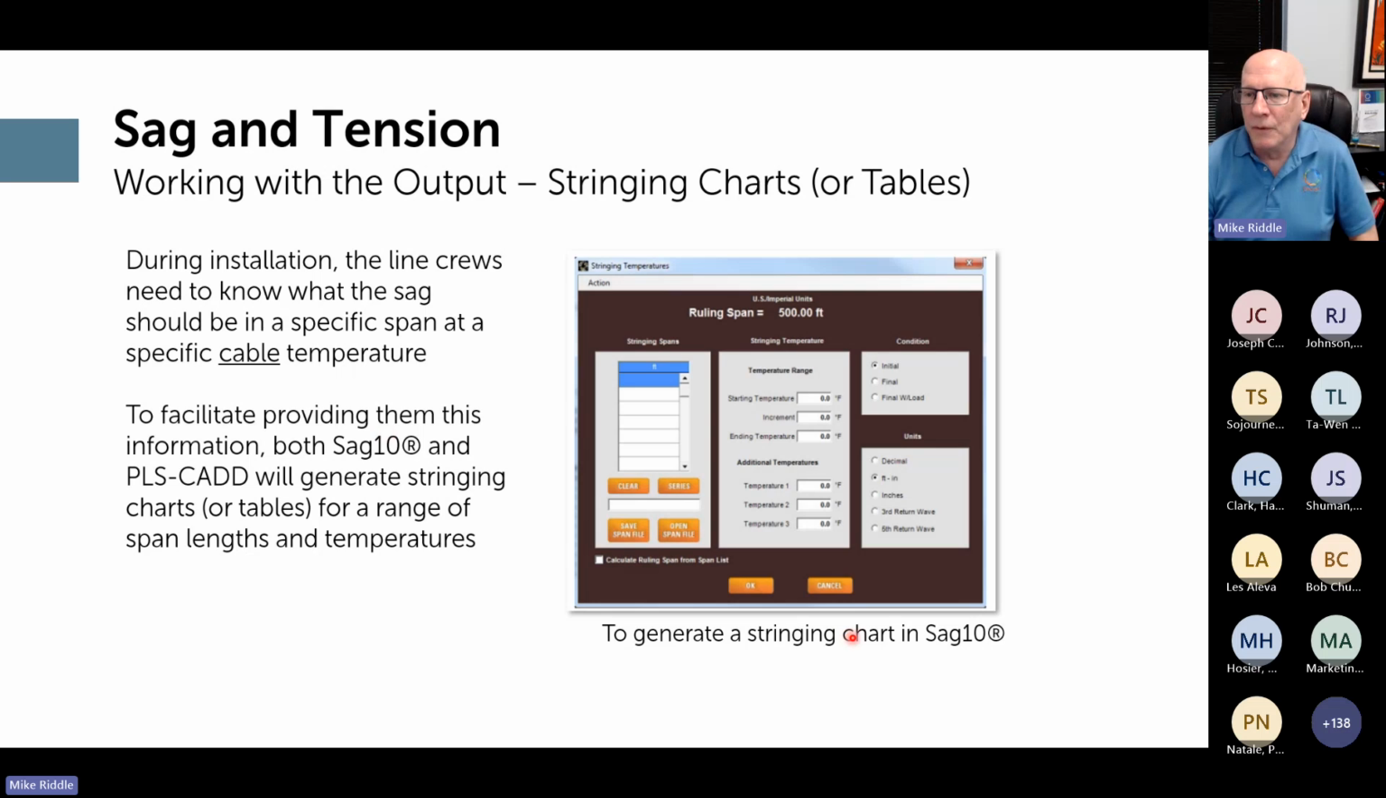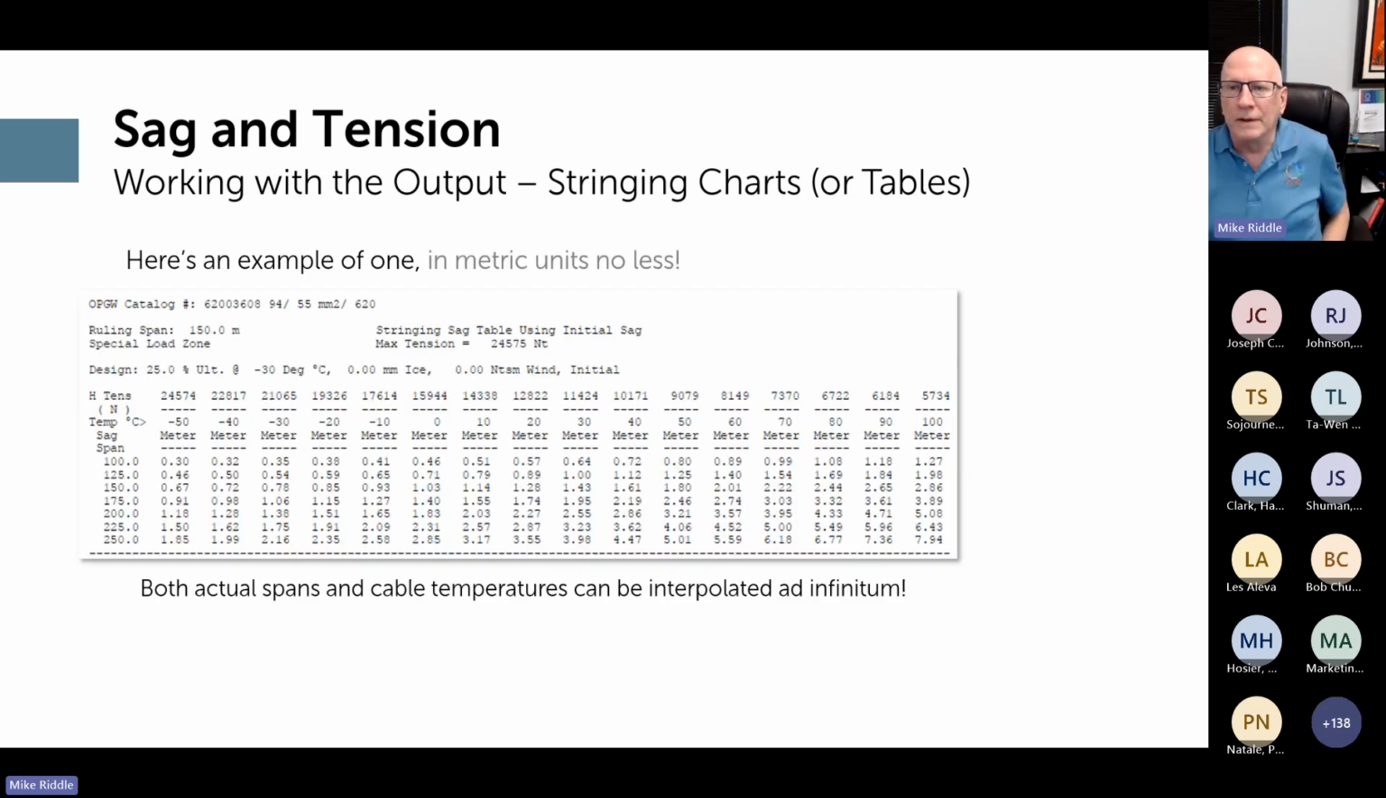Here's the button to generate a stringing chart in SAG10. You fill in some basic information, and then it spits out something that looks like this. And this one I picked in metric units just because it's a nice, clean, neat looking table. So you can see the spans here and temperatures up here, cable temperature, not air temperature, cable temperature.